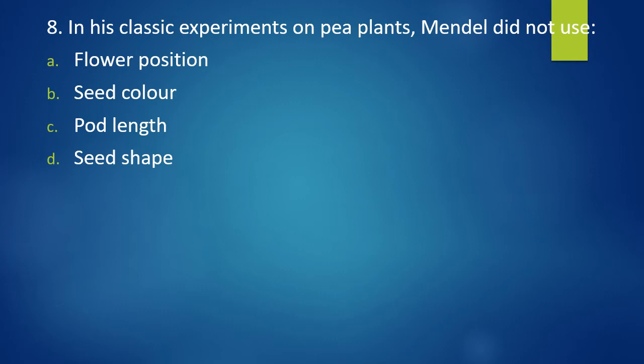Question number 8. In his classic experiment on peas, Mendel did not use which of the following? Which were not one of the traits used by Mendel? Flower position, seed color, pod length, or seed shape. So the correct answer is option C. Pod length was not used by Mendel as a trait for his experiment.